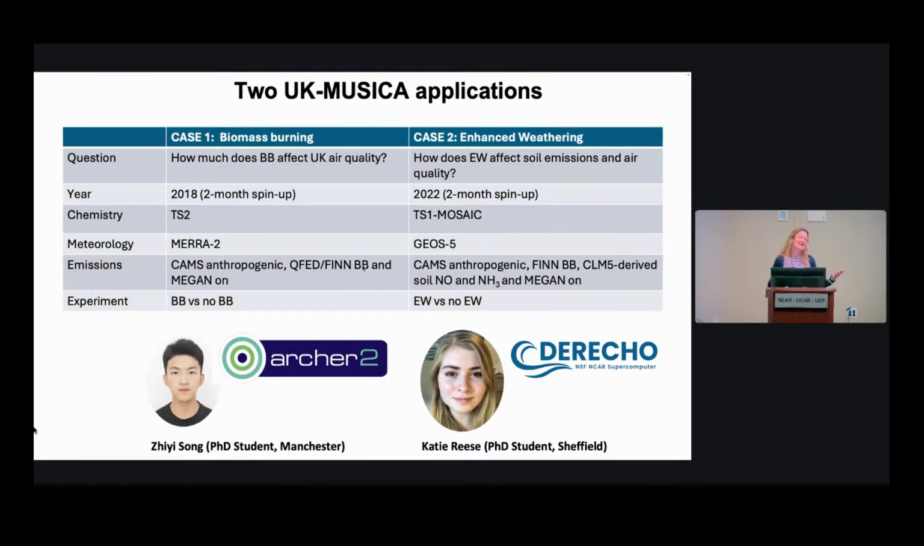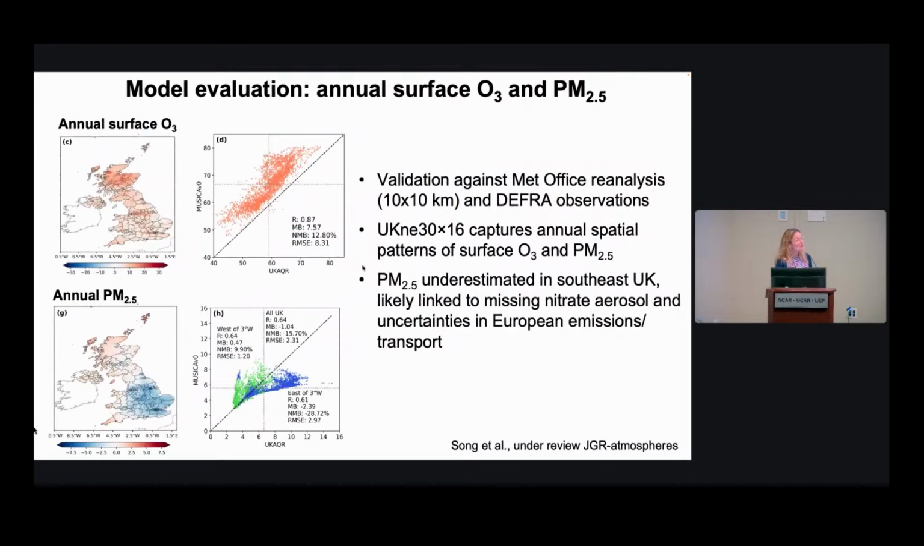And we also run UK MUSICA in 2 different HPCs. Archer 2 is the HPC funded by the UK government, and then we have the ability to run that in Derecho. So we have the UK grid in 2 different supercomputers. So just a quick validation of MUSICA for the year 2018.